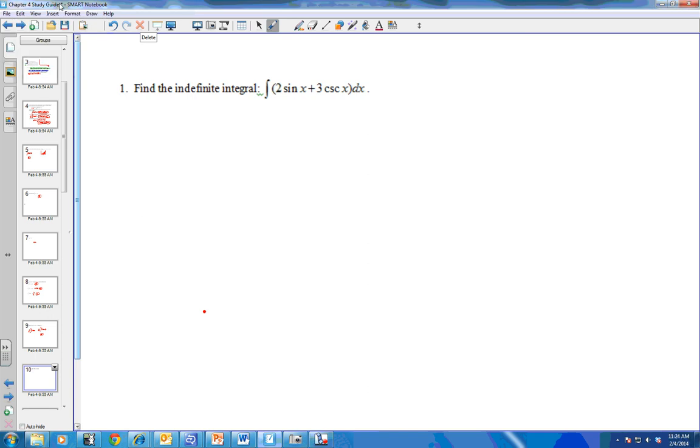Okay, this is problem 1 from the non-calculator part of your study guide. And the first couple of problems, there's some typos because we have not learned cosecant, the integral for cosecant. So I want you to change this to this problem, the integral of 2 sine x plus 3 cosine x.